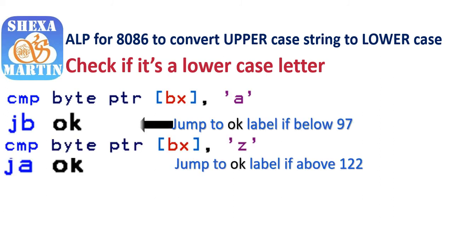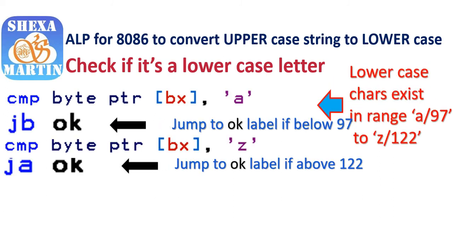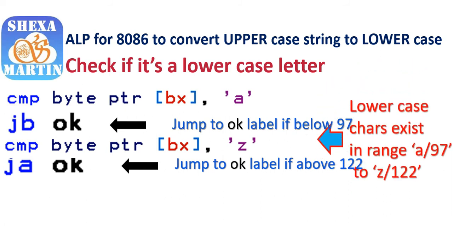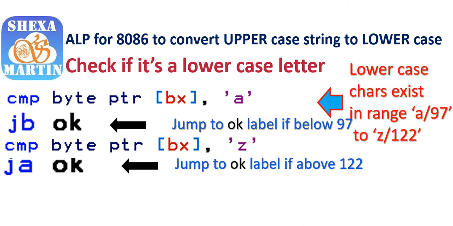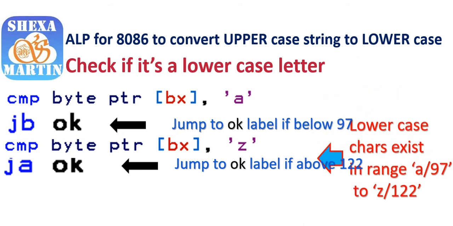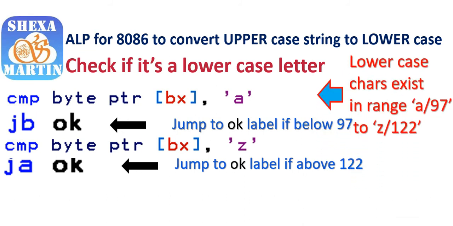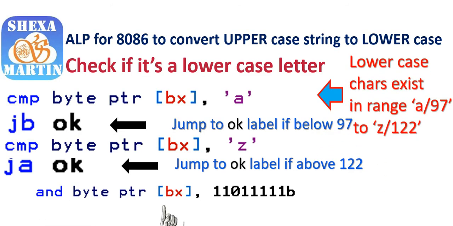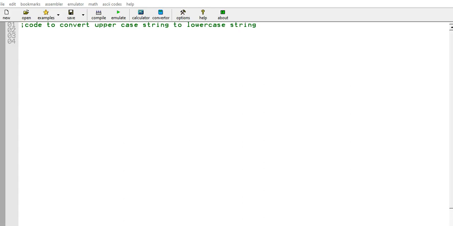So the main business is here. Lowercase characters exist in the range A to Z. So if it's a lowercase, then it needs to be converted to uppercase. That's how we do that. So let's now type the code. Right, so the code is like this.